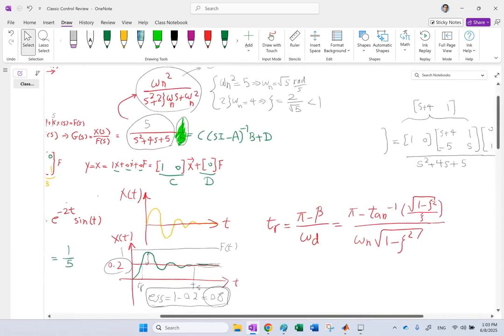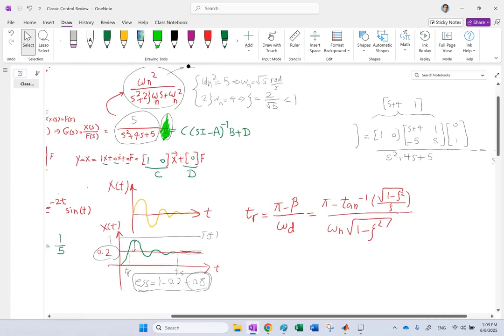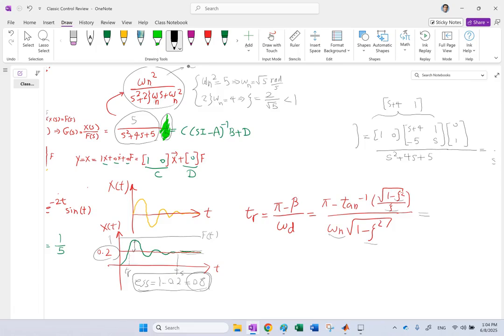So there we go. We found zeta and omega n, and then we are going to plug them in all of these different places. If you do so, your rise time is going to be 0.5928 with 4 decimals. So this is your rise time if you plug in the numbers.